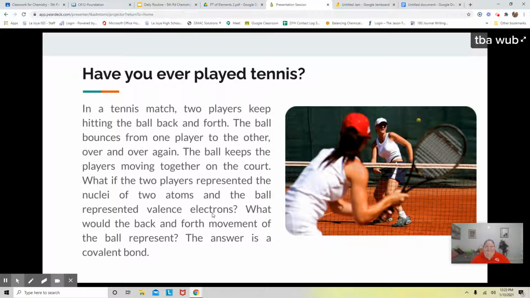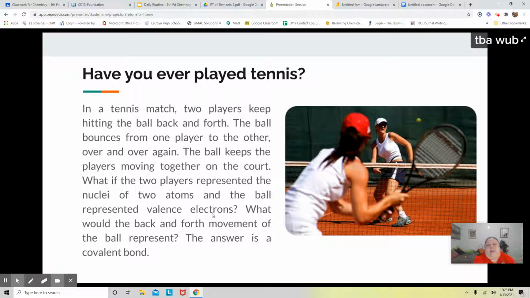In a tennis match, two players keep hitting the ball back and forth. The ball bounces from one player to the other over and over again. The ball keeps the players moving together on the court. The two players represent the nuclei of two atoms and the ball represents valence electrons. What would the back and forth movement of the ball represent? The answer is a covalent bond.